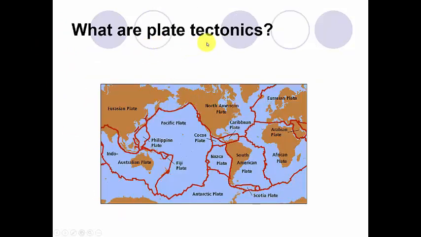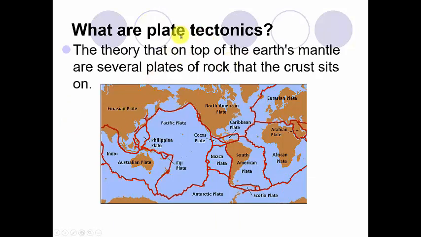Okay, and now we're going to talk about plate tectonics. Plate tectonics is a theory that on top of the Earth's mantle are several plates of rock that the crust sits on. The crust is what we're exactly standing on, and the plates are like the upper part of the mantle. As you can see, these are the boundaries of these plates. There's the Pacific plate, North American plate, Caribbean plate. When they're talking about earthquakes, see how we live near the San Andreas Fault over here in Southern California. We're on the edge of two plates.